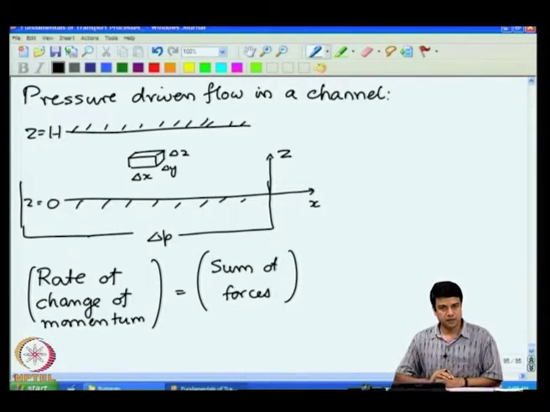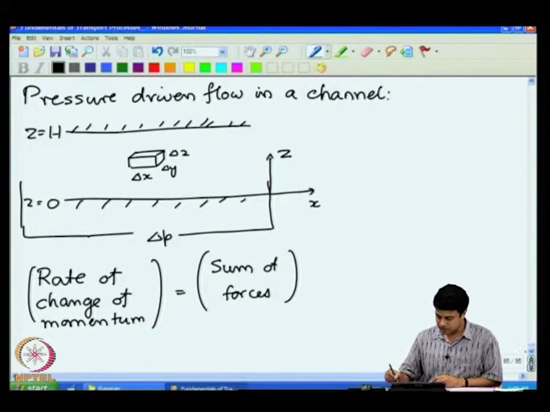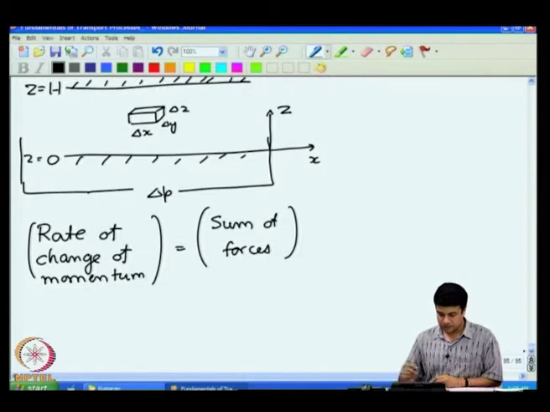Previously, I had separated out forces into two types. One was body forces and the other was surface forces. In this particular case, for simplicity, we will assume that there are no gravitational forces exerted on the fluid. So, we will neglect body forces for the time being and consider only surface forces.